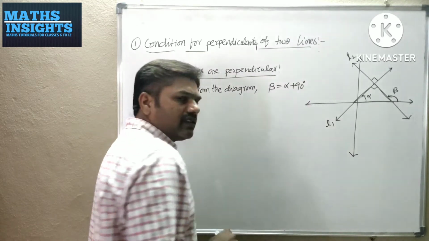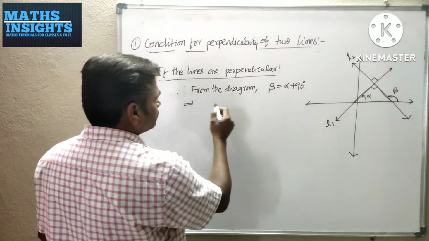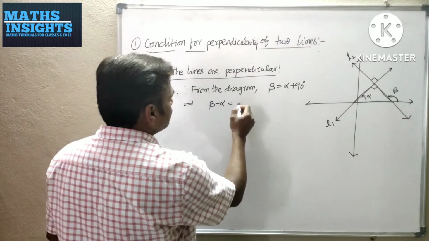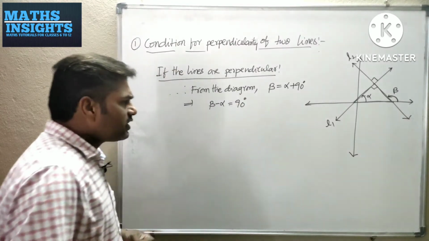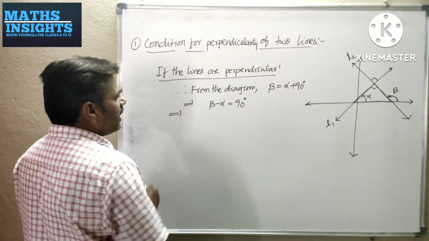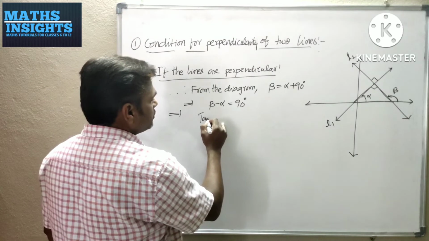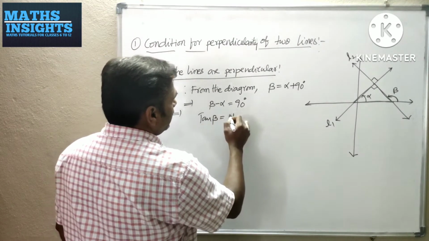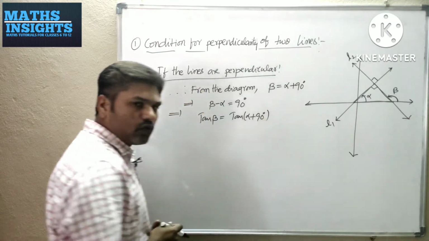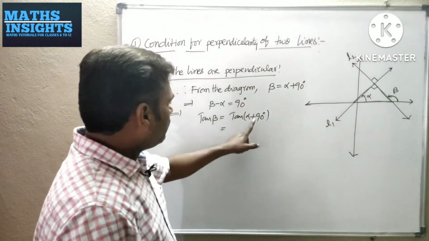Since they are clearly saying that the two lines are perpendicular, automatically this beta minus alpha is equals to 90 degrees. Means the difference between these two is 90 degrees. Then I am applying tan here itself. Tan beta is equals to tan of alpha plus 90. Applying tan on both sides, we can write it as tan 90 plus alpha also.